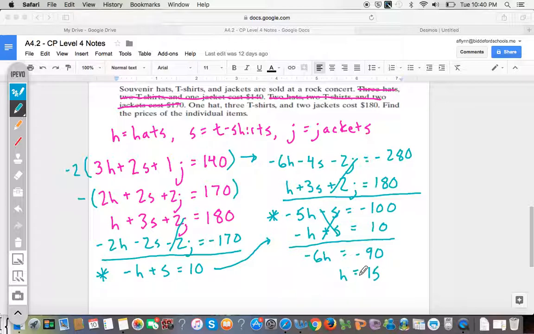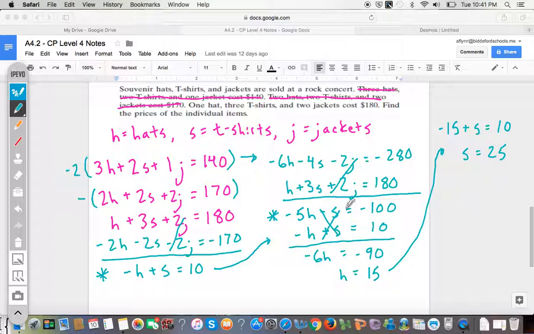Okay, so how about I go right up here. So I'm going to take this equation right here, this negative H plus S equals 10. So instead of H, I'll plug in 15. So I have negative 15 plus S equals 10. Okay, to get S by itself, I'll add the 15 over. So I have S equals 25.